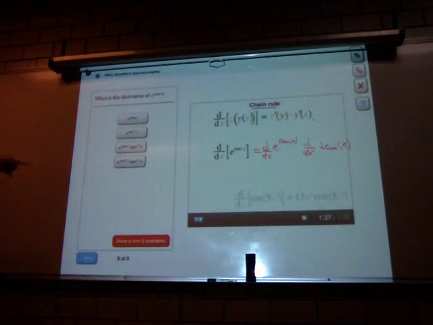¿Cuál es entonces el resultado? Podemos empezar por el lado derecho, por el segundo término de este producto. ¿Cuál es la derivada de la tangente de x? ¿Se acuerdan?